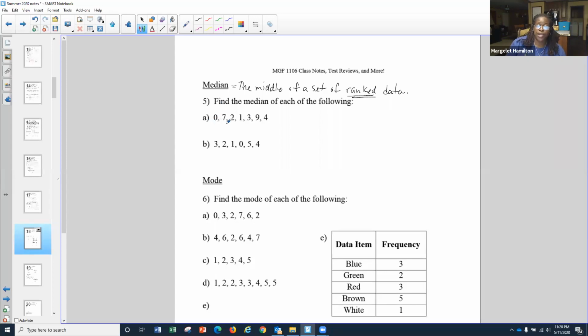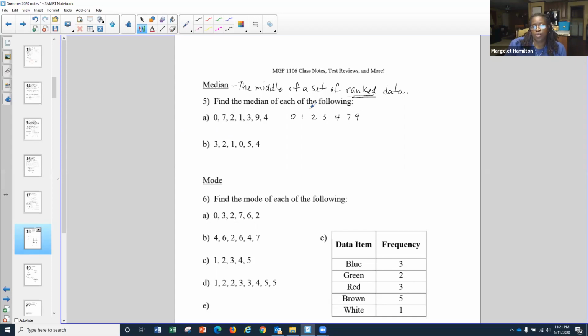First things first, we got to put it in order from least to greatest. So here we start off with 0, then 1, 2, 3, 4, 7, and 9. Now, I always go back and count to make sure I have everything. It's better to be safe than sorry. 1, 2, 3, 4, 5, 6, 7. I'm good. Okay? Now, the value that is right in the middle.